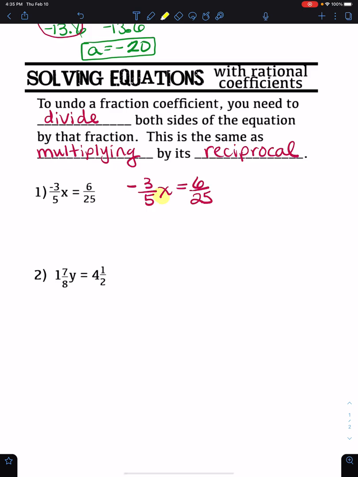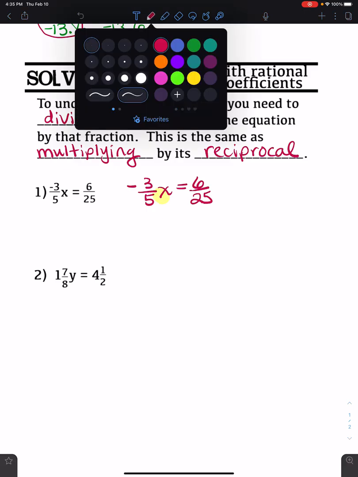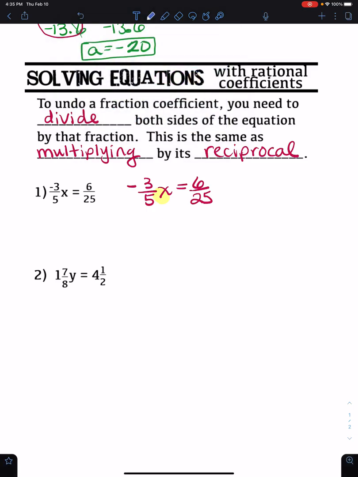Look for the variable, ask ourselves what's happening to it, and since it's being multiplied by negative 3/5, we're going to divide by negative 3/5. When you divide something by a fraction, it's the same as multiplying by its reciprocal, so it's the same as multiplying by negative 5/3. And whatever you do to the left or right side of the equation, you have to do to the other side.